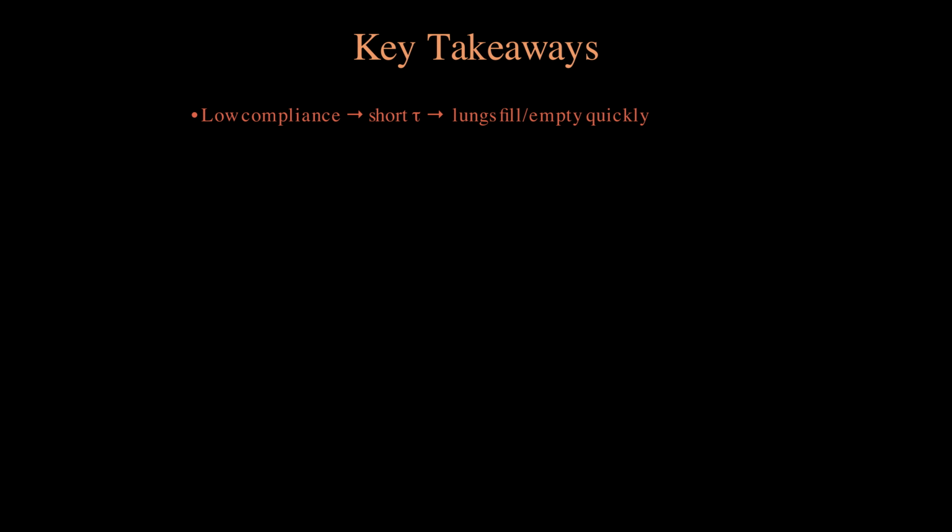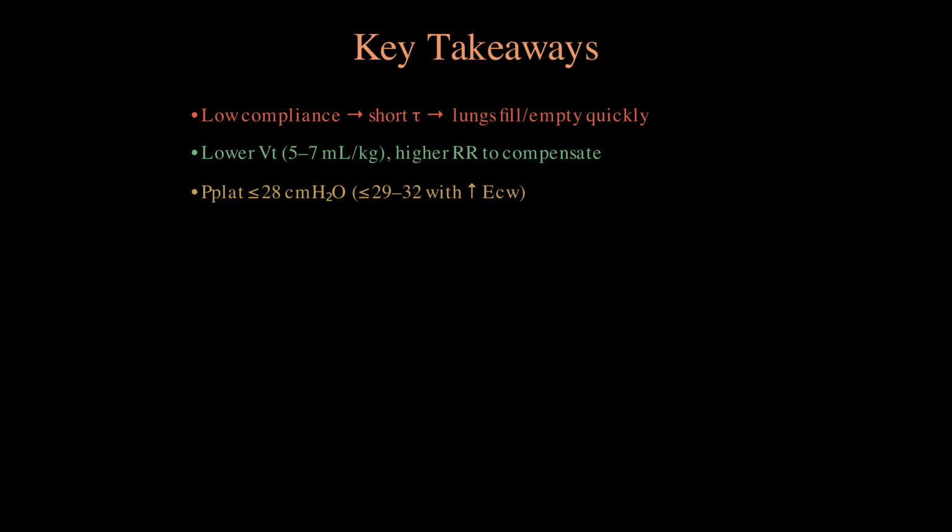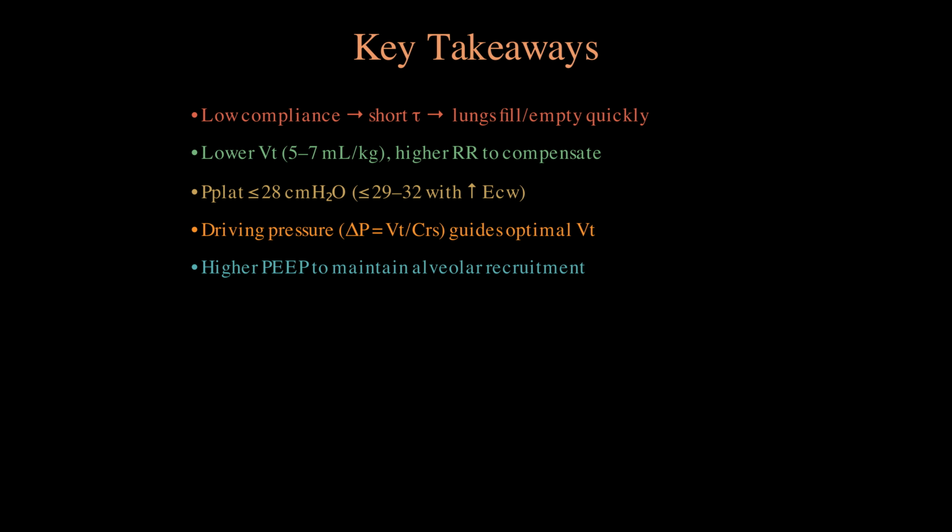To summarize, restrictive disease means low compliance and a short time constant. Use low tidal volumes, higher rates, and keep plateau pressure at or below 28. Use driving pressure as your guide to optimal tidal volume. Apply higher PEEP to keep recruited lung open. And always think about the cause, whether it is edema, fibrosis, chest wall restriction, or atelectasis, because that determines whether the stiffness can be reversed.